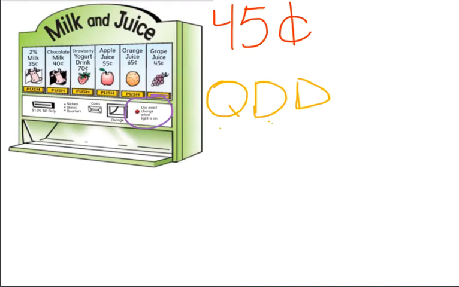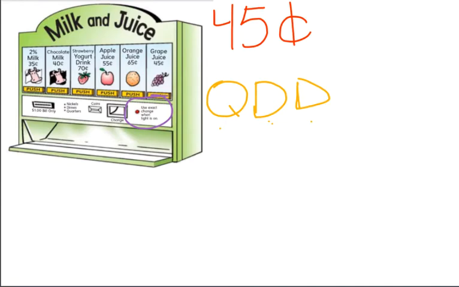25, 35, 45. So one way that I can show 45 cents with the fewest coins possible is 1 quarter and 2 dimes. 25 plus 10 plus 10. And this is what the vending machine would accept because I can use quarters and dimes.